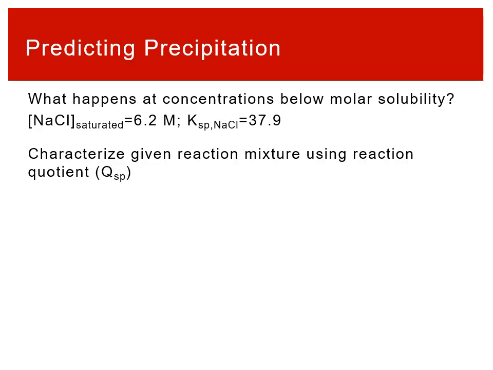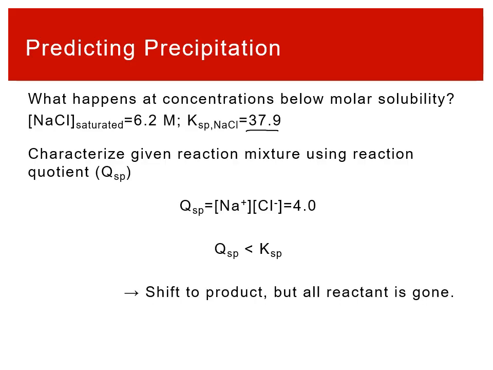So then we can characterize how this solution will shift to reach an equilibrium by computing QSP. We know with QSP, we just plug in whatever the concentrations actually are, which for sodium and chloride were both 2 molar. So we plug them in, we get that QSP is 4, which is less than KSP, right? KSP is given for NaCl up here, it's 37.9. 4 is lower than that. So this system needs to shift to product, right? I need to make more dissolved ions.